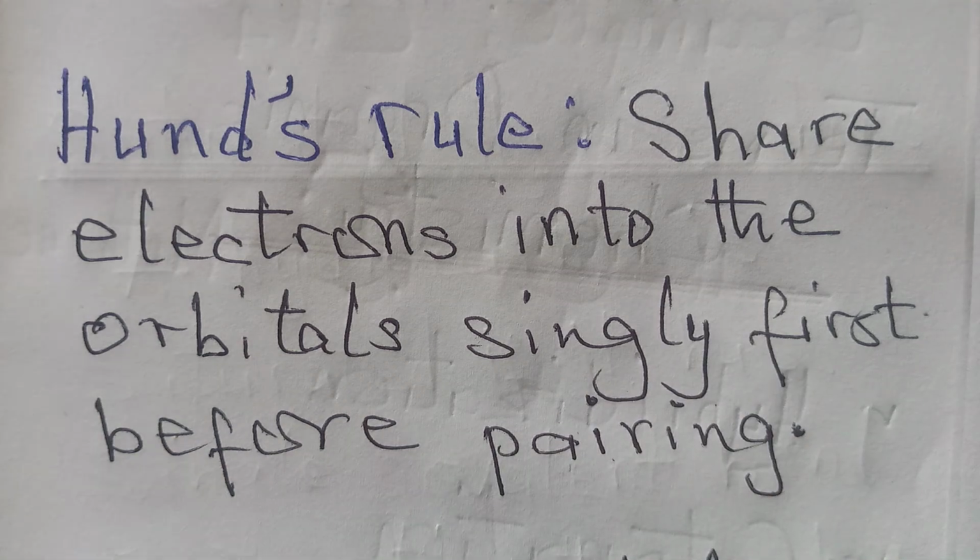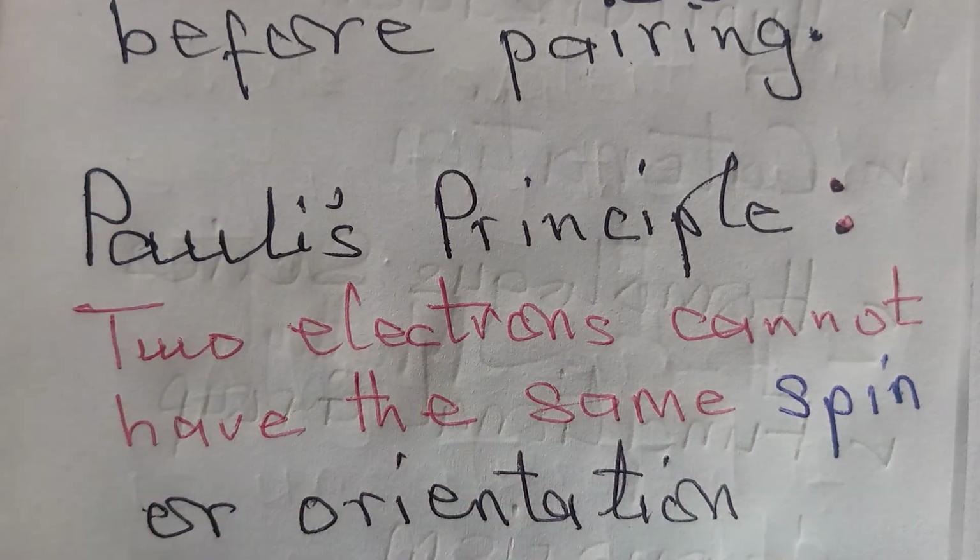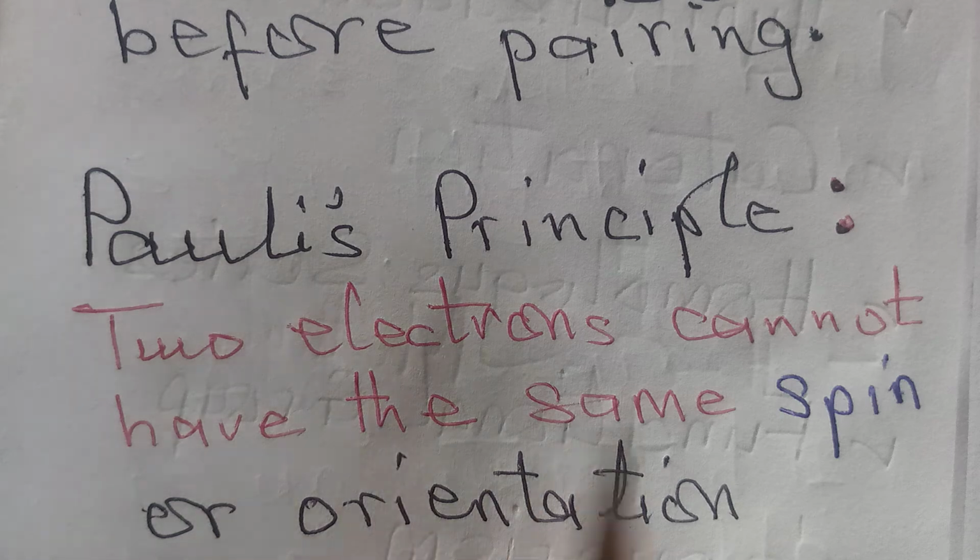Then we also have Pauli's exclusion principle, or popularly called Pauli's principle. What does that principle say? 2 electrons cannot have the same spin or orientation. Even if the 2 electrons have the same principal quantum number, the subsidiary quantum number, and the magnetic, the spin or the orientation or the direction where the electrons are facing must be opposite, which means that if one electron is facing upward, then the other electron in the same orbital must be facing downwards.